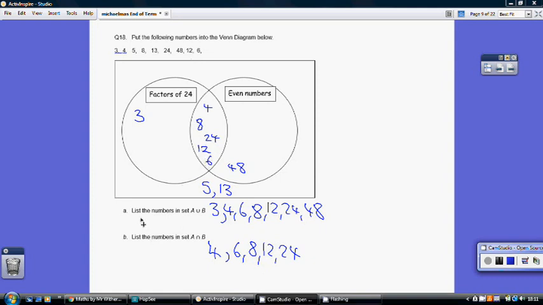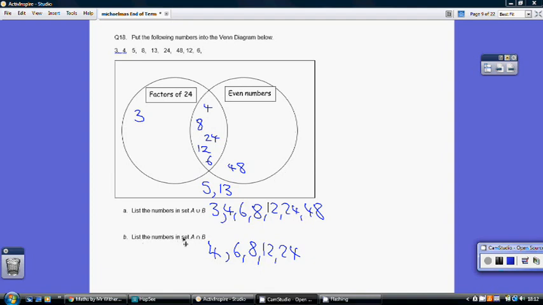Now for part A, we're being asked to list the numbers in set A union B. Now A union B is all the numbers that are in A or B or both. Now I'm taking A to be the factors of 24. I think they've just forgotten to write down that this is A. So this is obviously A, even numbers is B. So we're looking for the numbers that are in here, or in here. So that's 3, 4, 6, 8, 12, 24, 48.